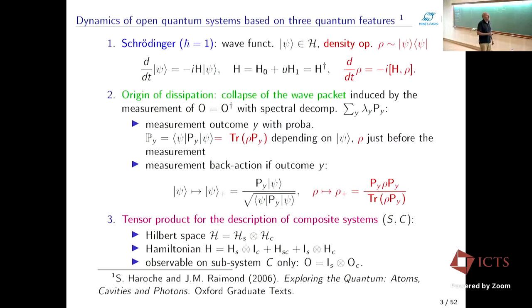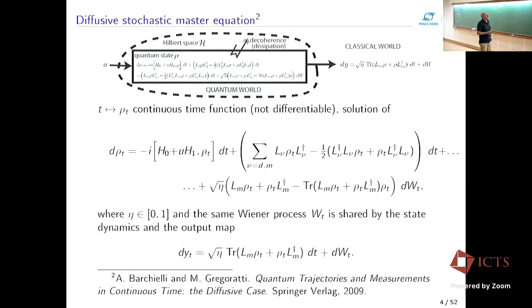And if you do this, you obtain typically, in continuous time, this kind of stochastic master equation. Here you have your drive U, which you can say is a continuous signal. You have a measurement outcome Y, which is also a continuous signal, but not differentiable. And you are in the classical world. In between, you have rho, the state of your system.